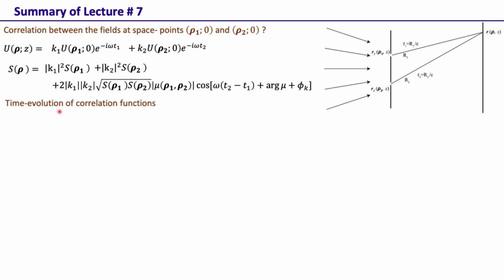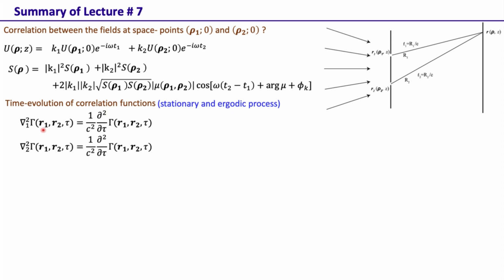So this has been the generic way of studying the correlation between 2 points, by looking at the correlation at some other point. Then we also looked at the time evolution of the correlation function, and for a stationary and ergodic process we found that the temporal correlation function follows a wave equation like this. There are two wave equations, one with respect to the first variable r1 and the second one with respect to the second variable r2. Correspondingly, if we take the single frequency version of this, then we have the cross spectral density function also satisfying this wave equation, which in this case looks like the Helmholtz equation. And this equation is for a single frequency k, omega equal to ck.